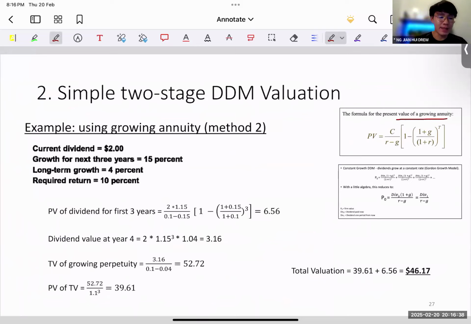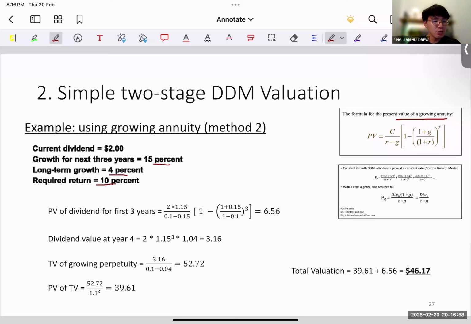So let's look at what's happening here. Okay, so we have a current dividend that's being paid at $2. Growth rate for the first 3 years, which is the supernormal growth rate, GS, is 15%. Long-term growth is 4%, right? Required rate of return is 10%. Okay, so what can we do here?